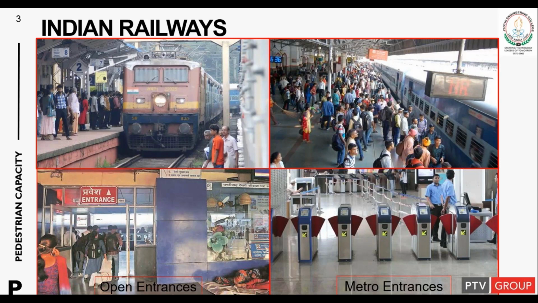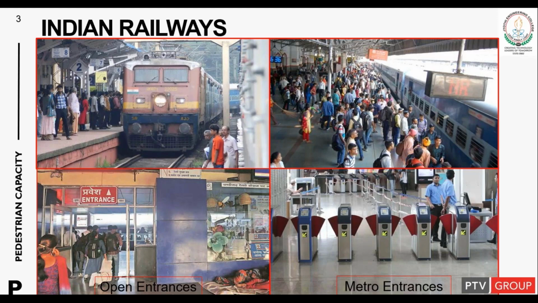If we see the other side, the bottom right of the image, it's a metro station. In India, there are metro stations having a ticketing gate entrance. This type of system is wanted in the mass transit system. For that, simulation software plays a vital role.